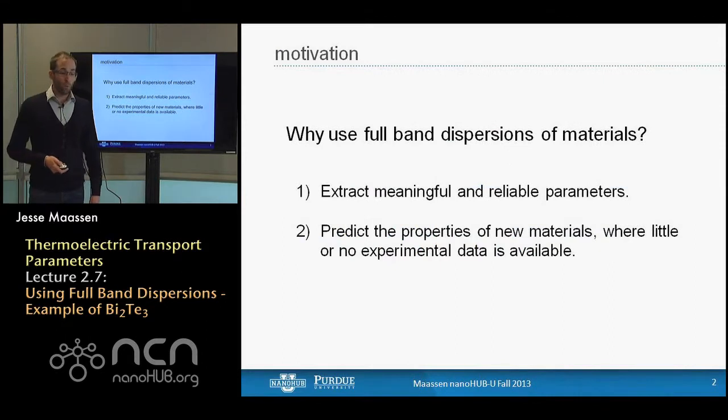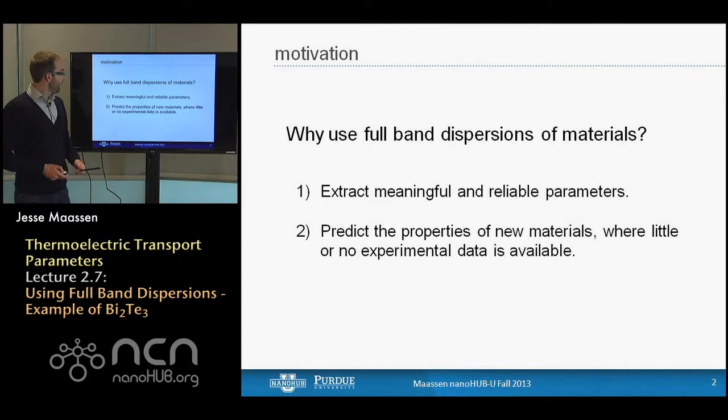Okay, so first question is, why would we want to use full band dispersions of materials? If we have simplified expressions, why don't we just use those? There are two really good reasons why you would want to do this. The first is that you want to extract meaningful and reliable physical parameters. In our experience, if you use a simplified dispersion, you can probably manage to replicate experimental data. However, the parameters that you fit, for example, mean free path, you'll find that those numbers will be very different if you go back and use a full band dispersion. So this turns out to be quite important.